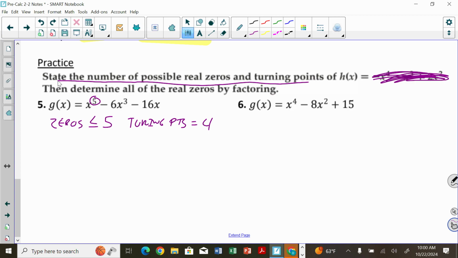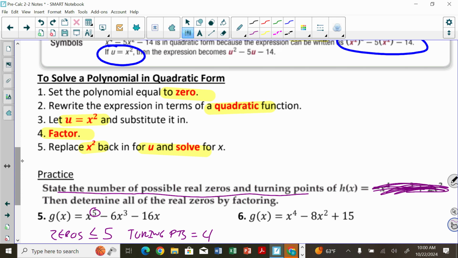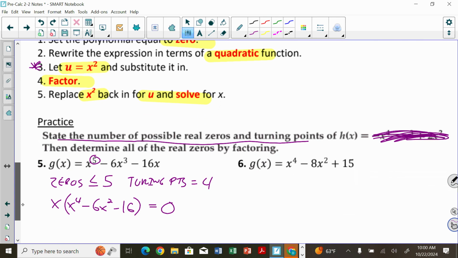Okay. All right. So now let's go ahead and try to factor this out. So we set that equal to 0. I'm going to actually factor out the x as well. So x times x to the 4th minus 6x squared minus 16, and set that equal to 0. All right. So here's where we talk about doing this part here, step 3, substituting u in for x squared.